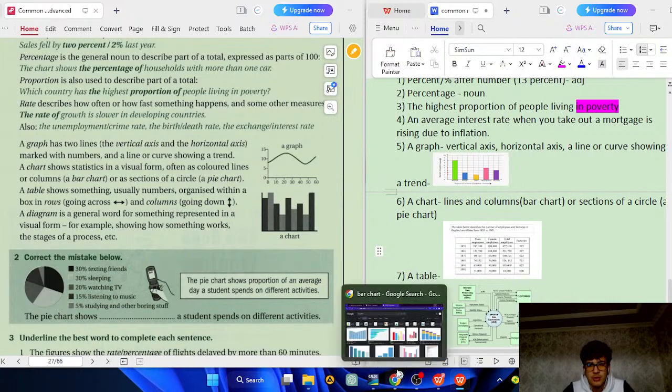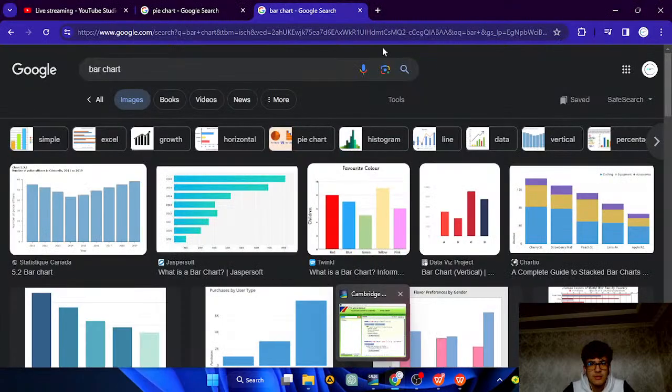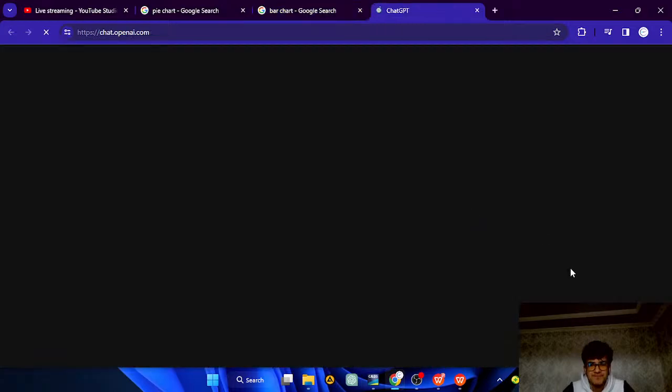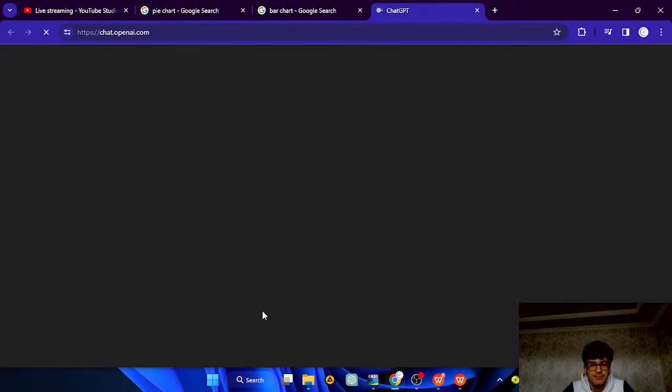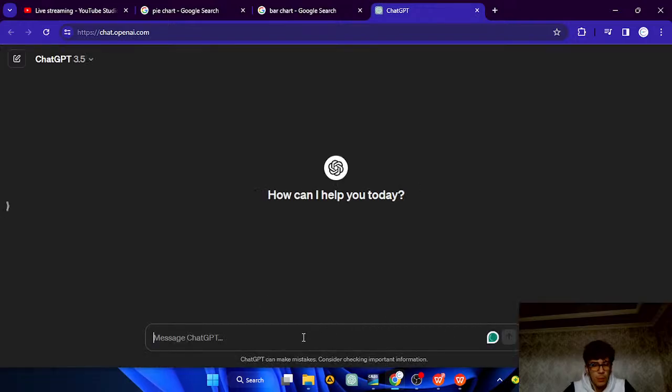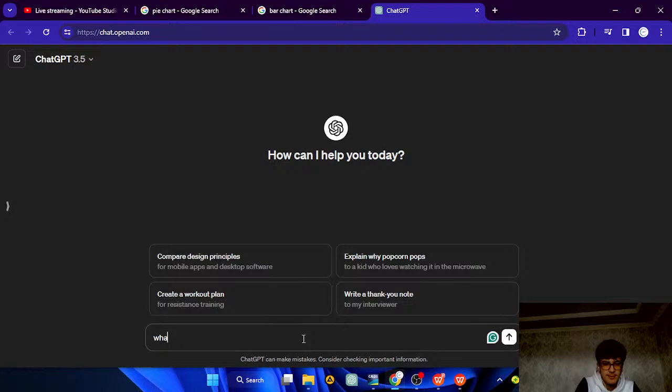What's the difference between chart and graph? Okay. What's the difference between chart and graph? What if ChatGPT answered, what is the difference between a chart and a graph?